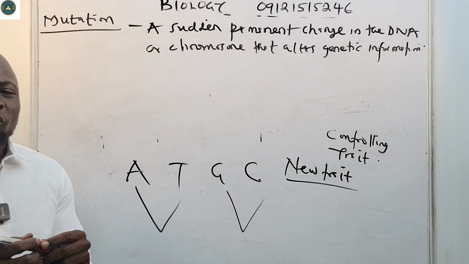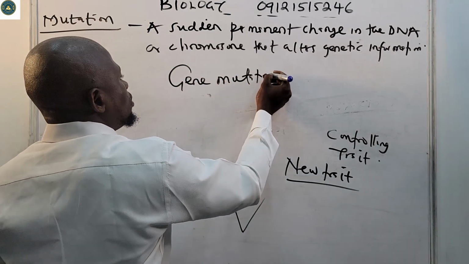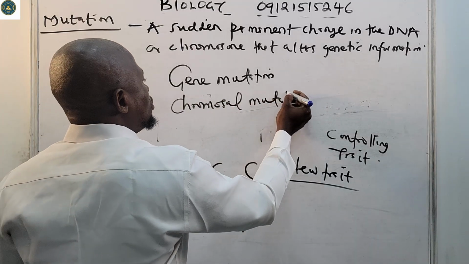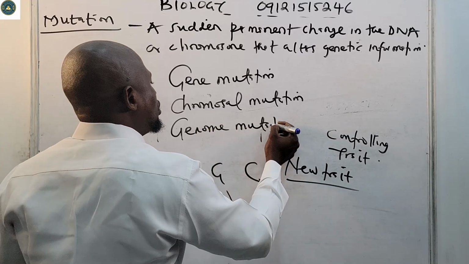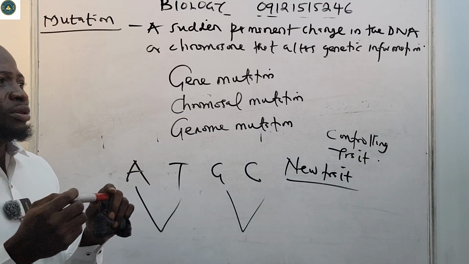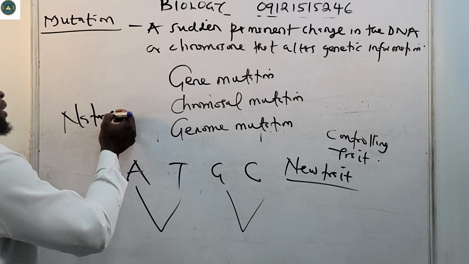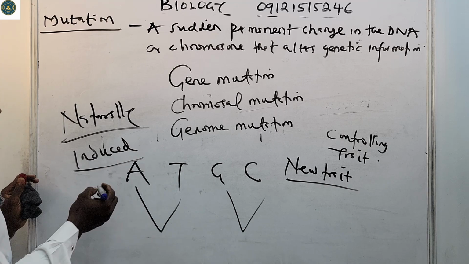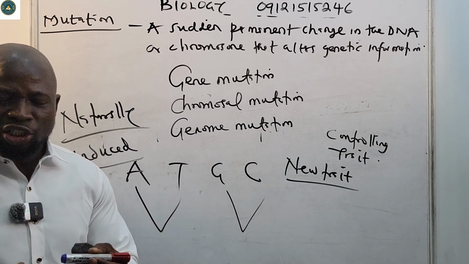And we have different types of mutations. We have gene mutation, chromosome mutation, and genome mutation. These are all types of mutation, and some mutations happen naturally, while some others are induced, maybe by overexposure to X-ray and what have you, which can lead to induced mutation.